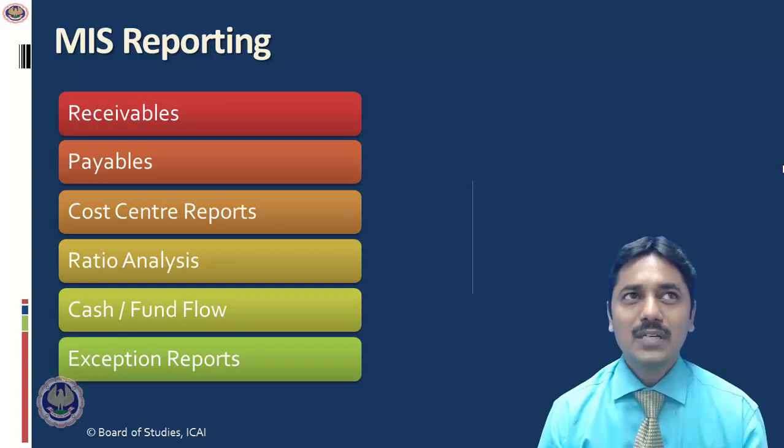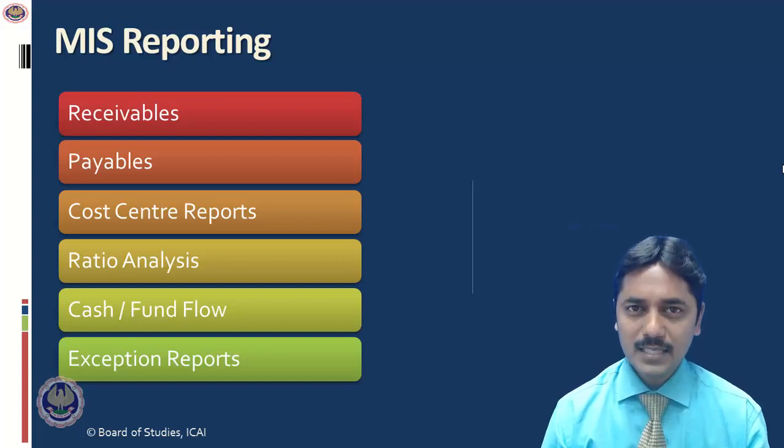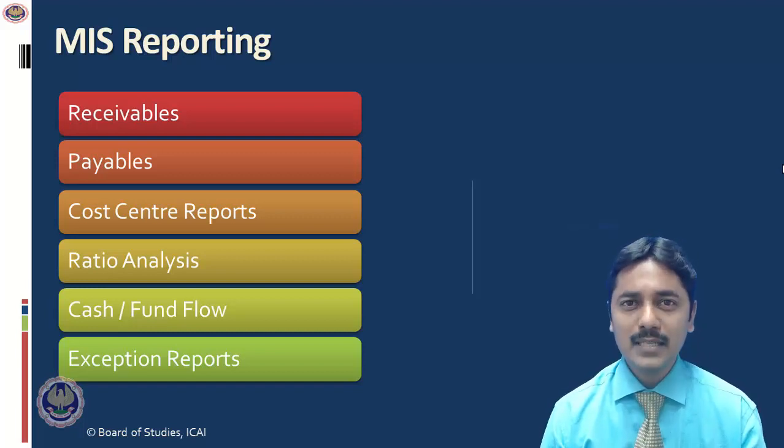Exception reports show us exceptional things. Exceptional things means debtors having credit balance, creditors having debit balance, negative stock, negative batch, optional vouchers, etc.